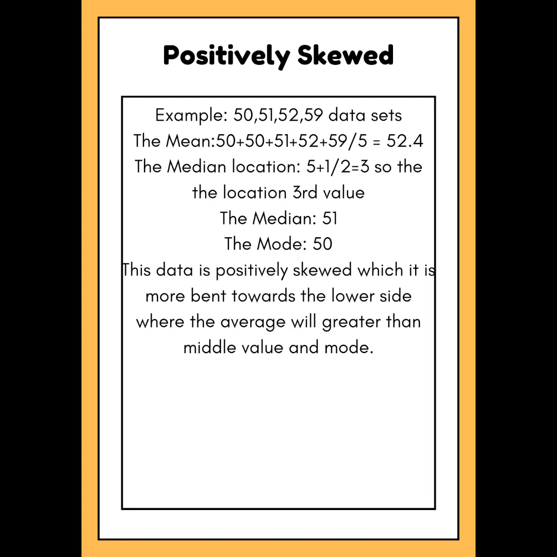To conclude, the mean is greater than the median, and the median is greater than the mode. Hence, the data is more bent towards the lower side, where the average is greater than the middle value and the mode.